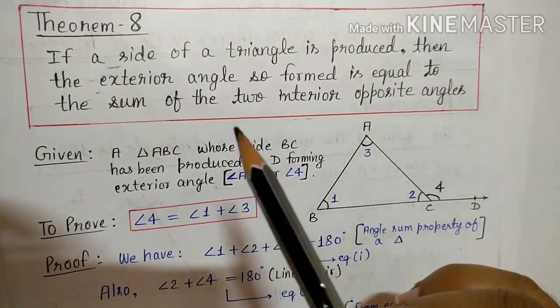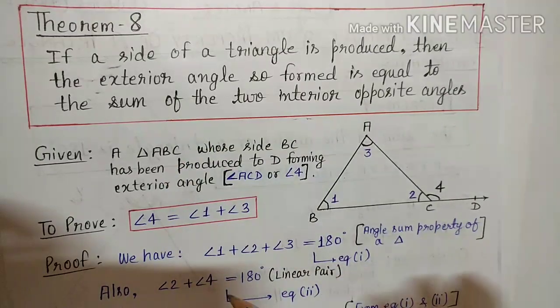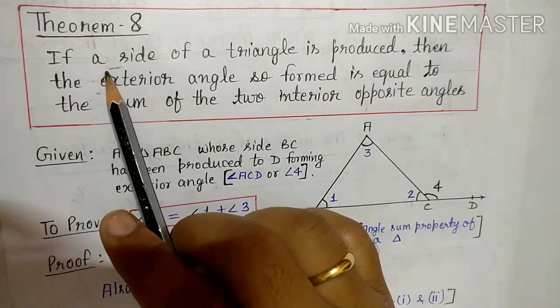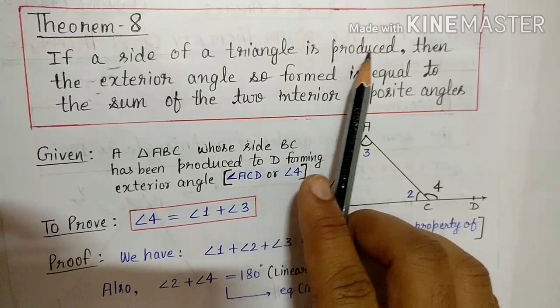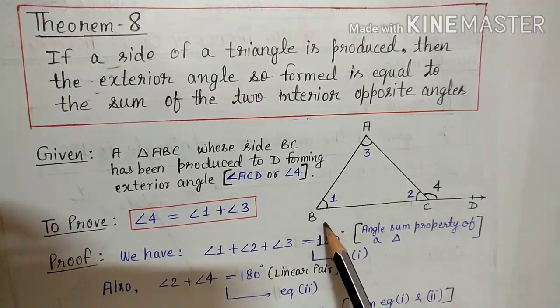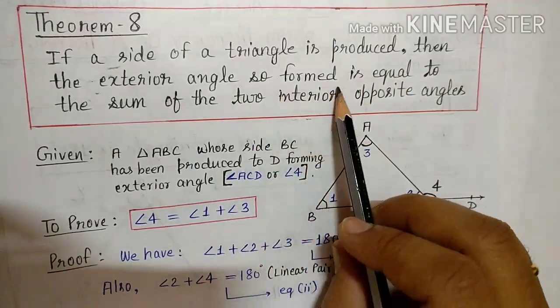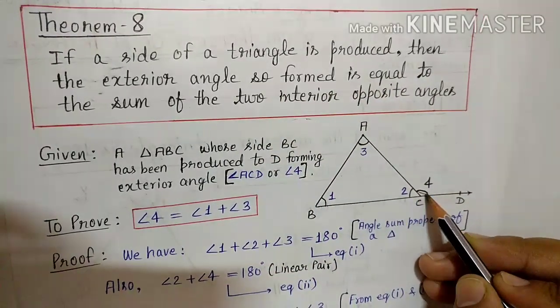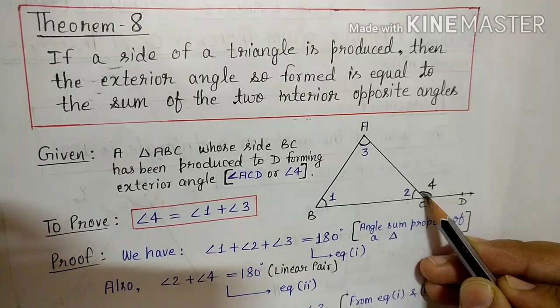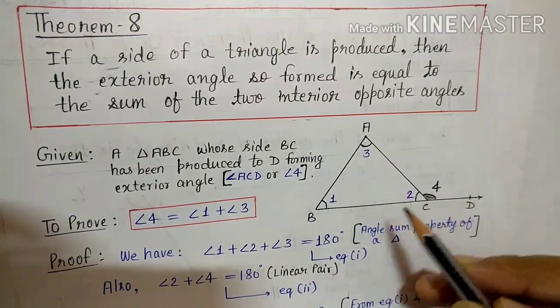Now we are going to learn about one more theorem, that is theorem number 8, which is also based on a triangle, but this theorem is based on the exterior angle. Let's see. If a side of a triangle is produced, like we have produced side BC till point D, then the exterior angle so formed. Which exterior angle is formed here? Angle 4. This is the exterior angle, which is not inside the triangle but outside the triangle.